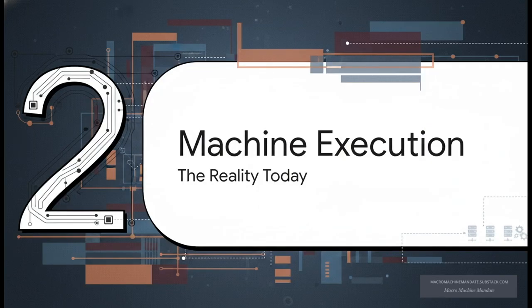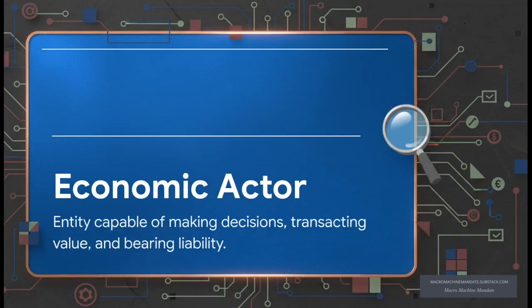Moving on to Section 2, machine-native execution today. Let's move past the theory and look at the reality on the ground right now. Execution is already shifting away from humans. But to really understand this, we need to redefine what an economic actor actually is.